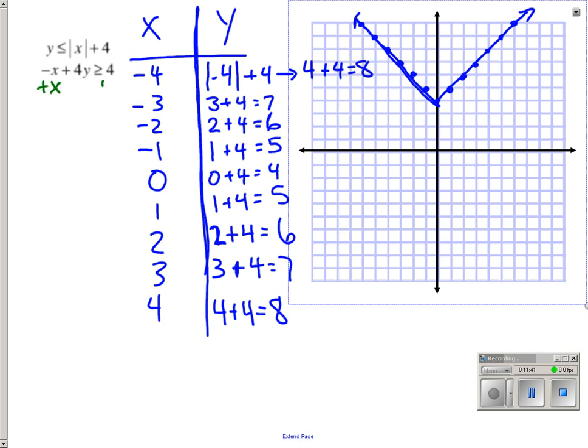I'm going to add x to both sides. I want to start getting y by itself. I'm going to graph this guy. I'm going to actually write it like it's an equation. So it's going to be 4 plus x. And then I'm going to divide everything by 4 to get y by itself.